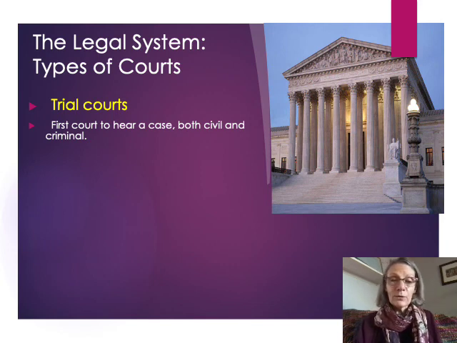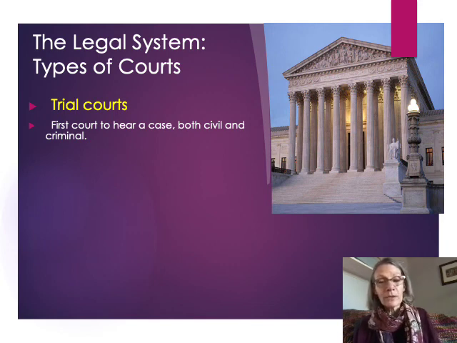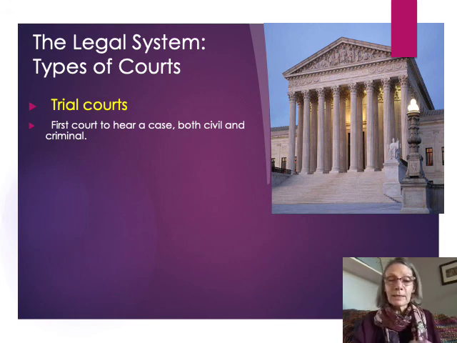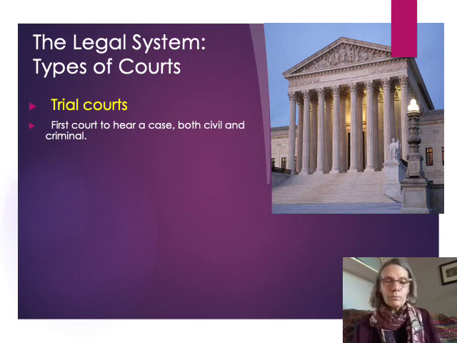And we have trials for the criminal cases, but we also have trials to settle disputes over civil cases. A lot of civil cases settle outside of court. So do a lot of criminal cases too, because people take plea bargains. But you can have both a civil and a criminal trial. So the trial court is the first court of original jurisdiction. It's the first court to hear the case. They're both civil trial courts and criminal courts.